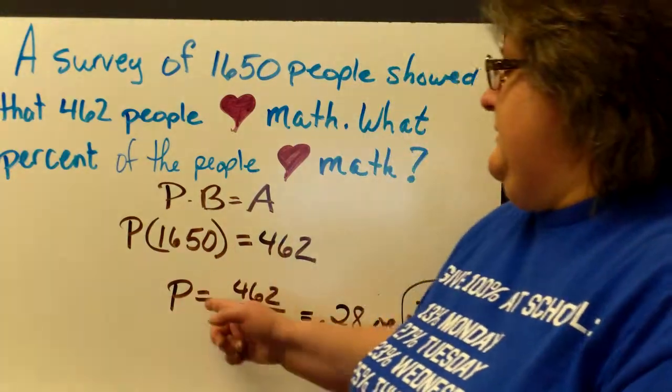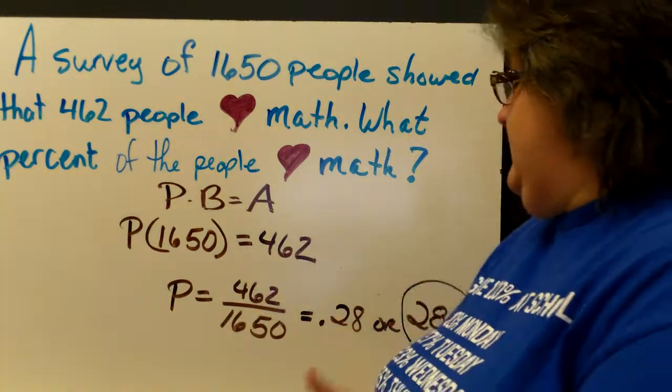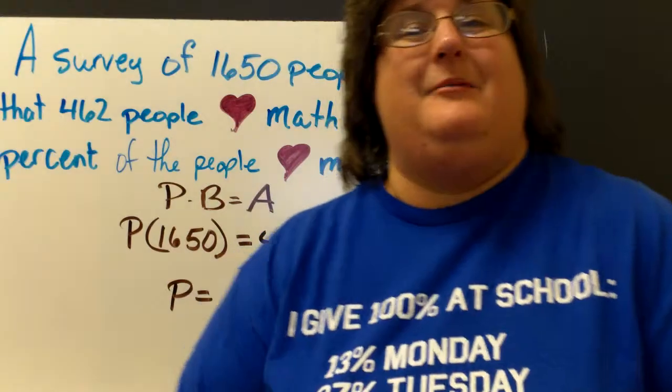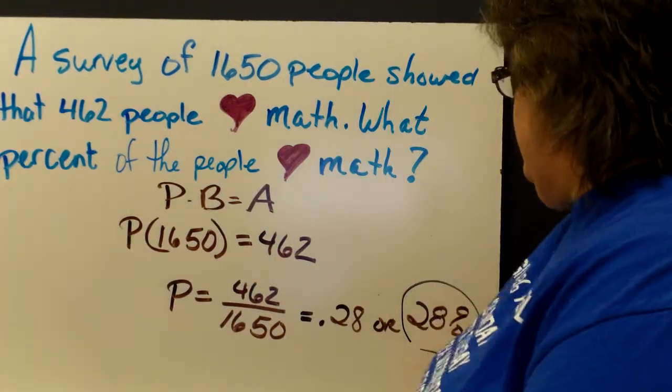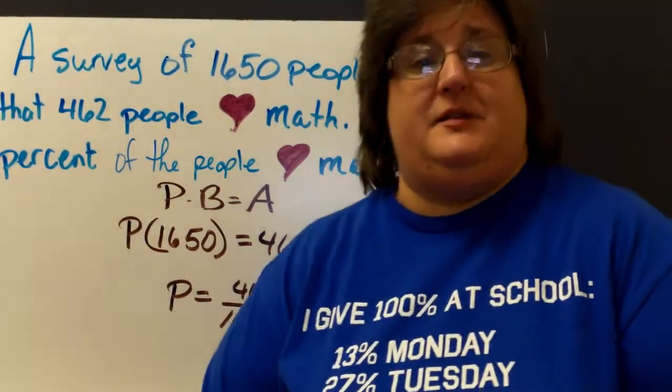We're going to divide by the 1,650. You get 0.28, but again, that's as a decimal. You probably would like to make sure your final answer is 28%.